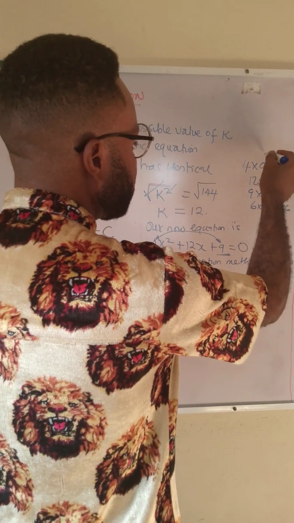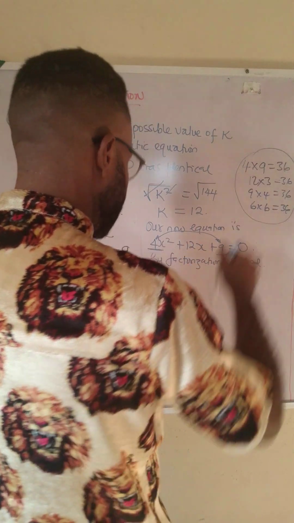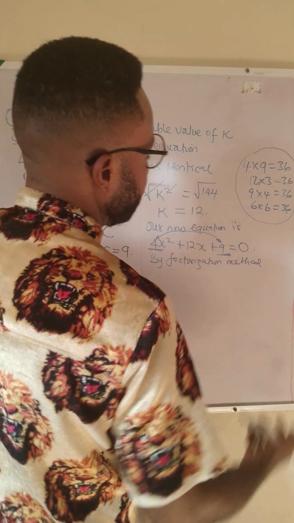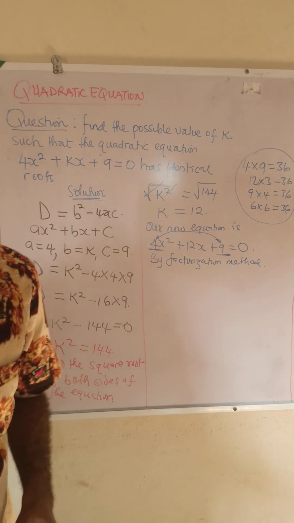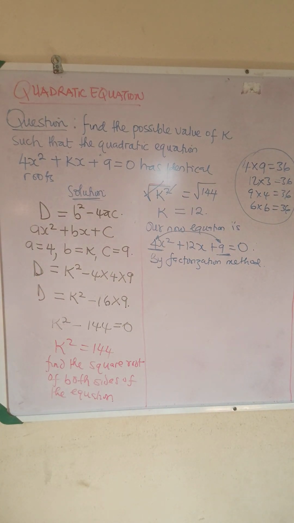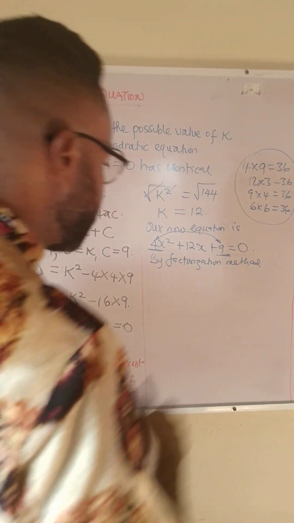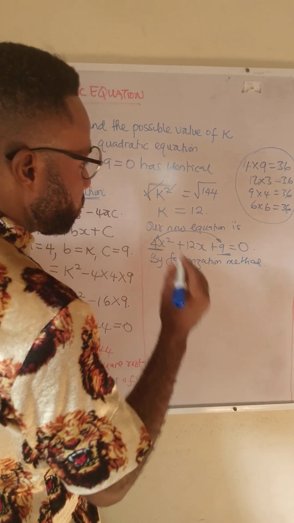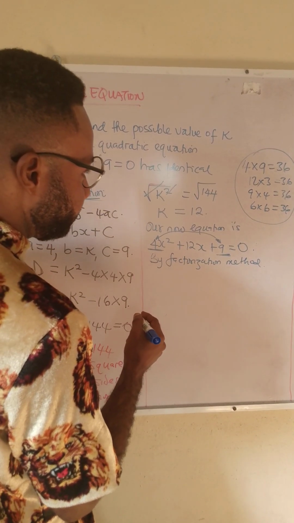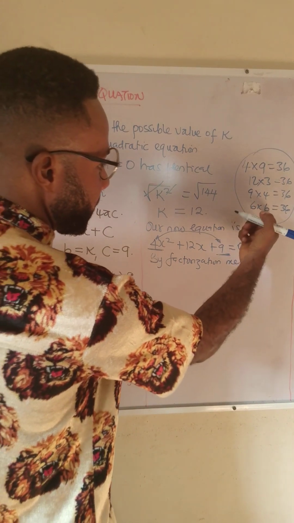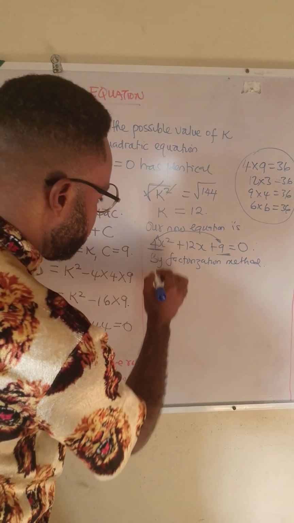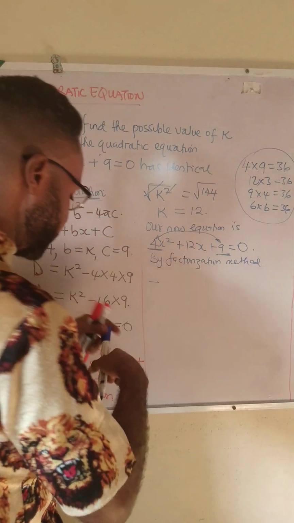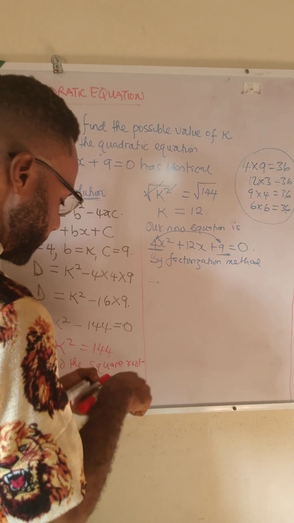So now of all these factors, you have to choose the one that if you add, it will give you 12. So in doing that, we can choose 6 because 6 times 6 gives us 36, and 6 plus 6 gives us 12. So in this case, we are going to break the 12 into 6 plus 6.